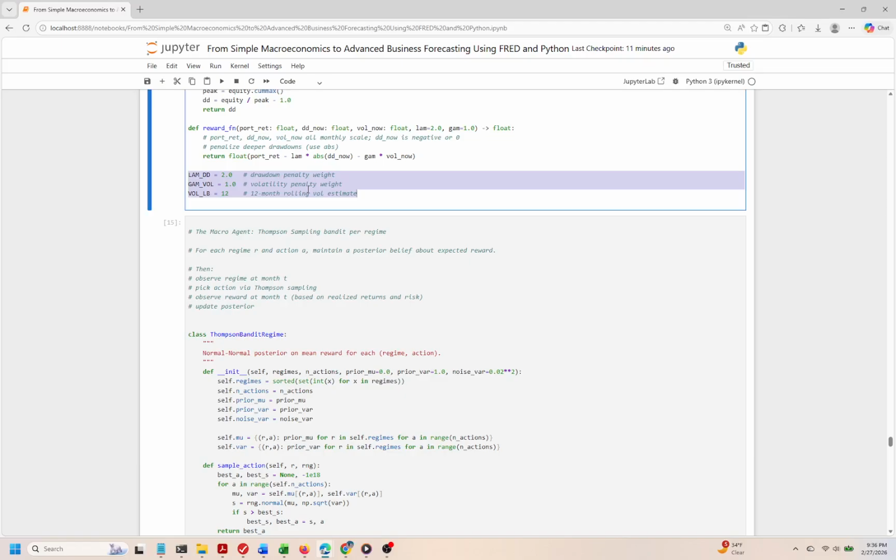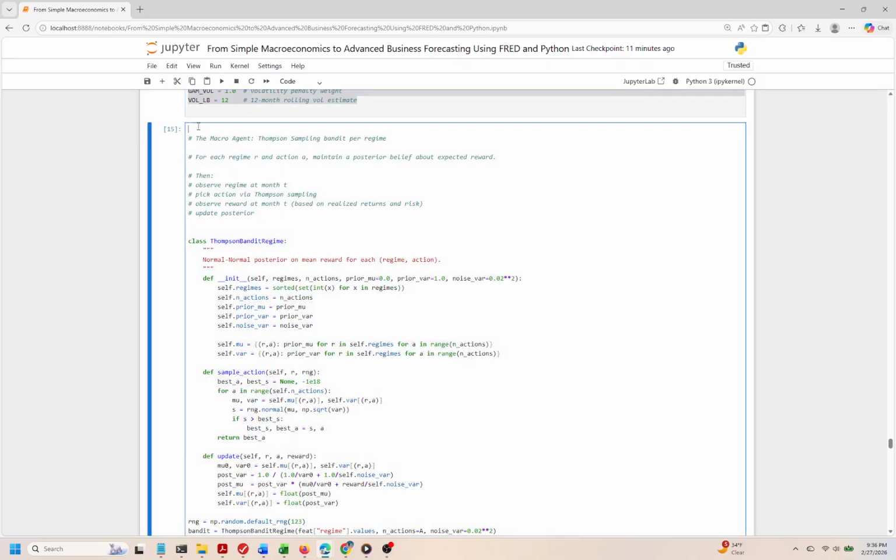Cell 27. In this cell, we delve into a class designed for implementing Thompson sampling within different regimes, fundamentally aimed at optimizing decision-making based on observed rewards. This methodology is pivotal in environments where the conditions vary, as it enables adaptive learning about the expected returns of various actions in those different scenarios.